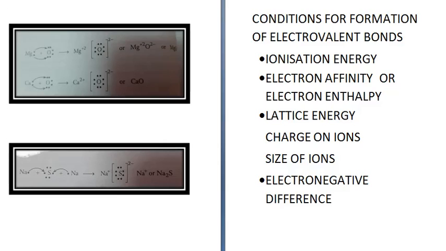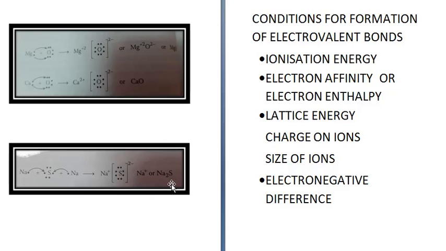Now when Na reacts with sulfur, Na has 1 electron in its outermost shell, sulfur has 6 electrons in its outermost shell. So to complete its octet it needs 2 electrons. So it will take 1 electron from one sodium atom and the other electron from the other sodium atom. So you will have 2 Na+ and S2-. So you will get a compound Na2S.